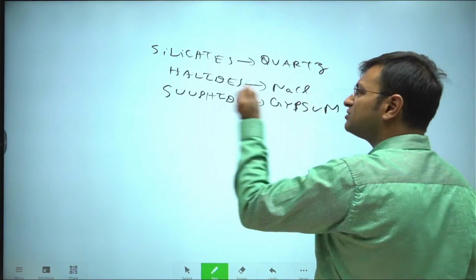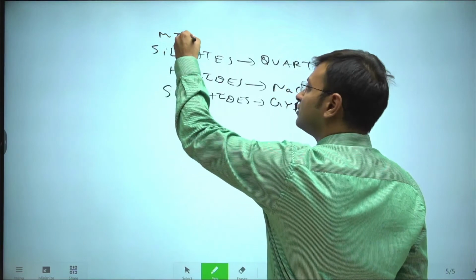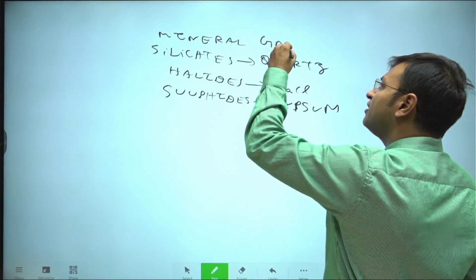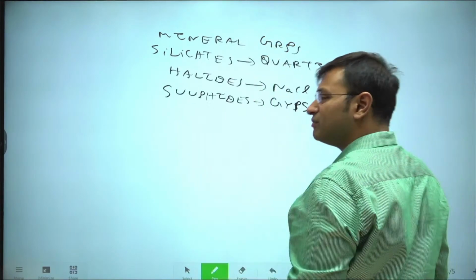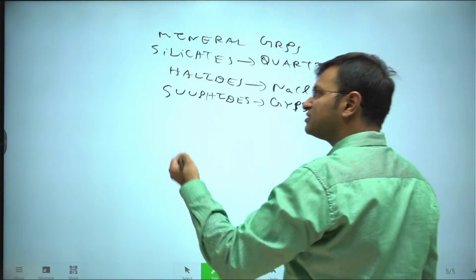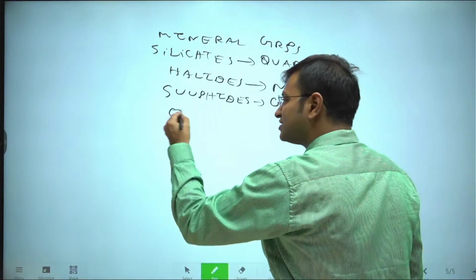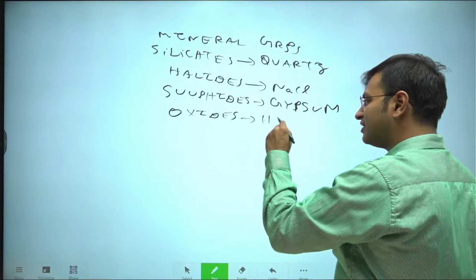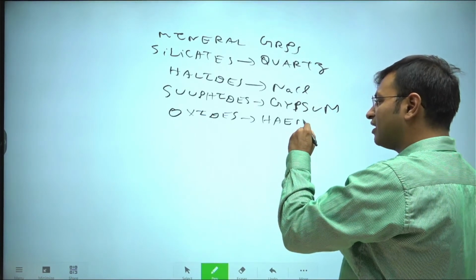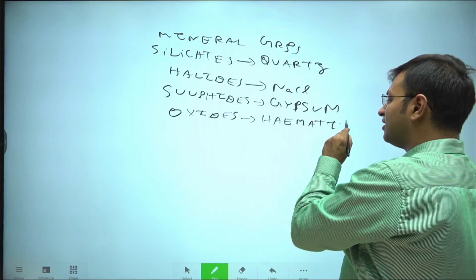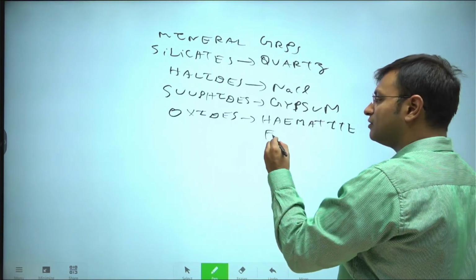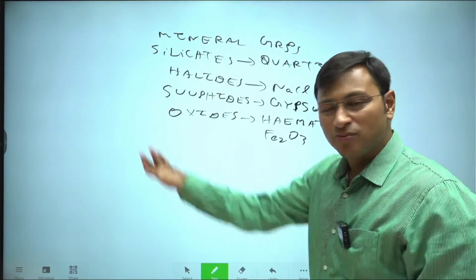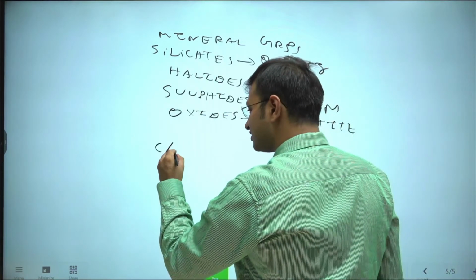Okay, these are some of the mineral groups on earth. If I'm considering another example of mineral groups, you can even go for oxides. The most common oxide that you have is hematite, Fe2O3, iron oxide. And you also have one common group of minerals, carbonates.